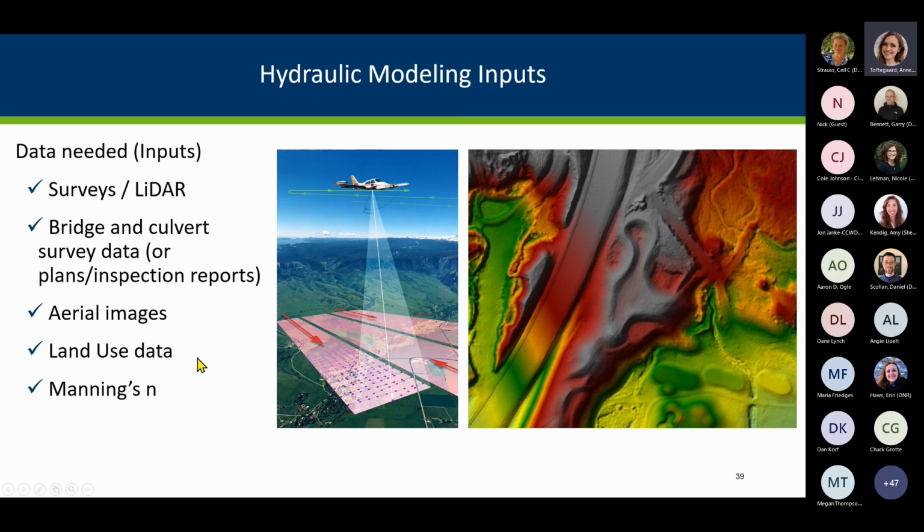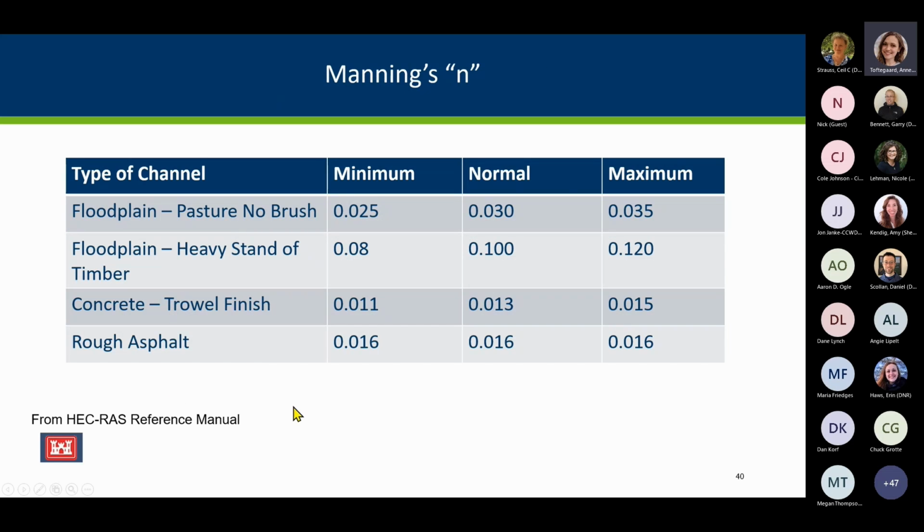So in addition to using elevation data in our hydraulic models, we use aerial imagery, land use data, Manning's N data, and then information about bridges and culverts. Also, we'll take historical accounts of flooding in the area into account for model calibration and that type of thing. So you might be wondering, what is Manning's N?